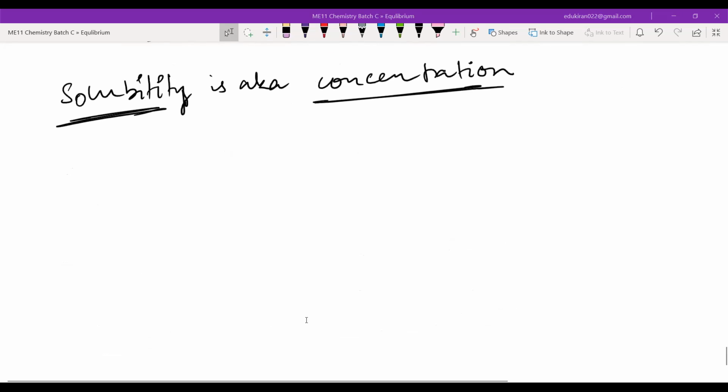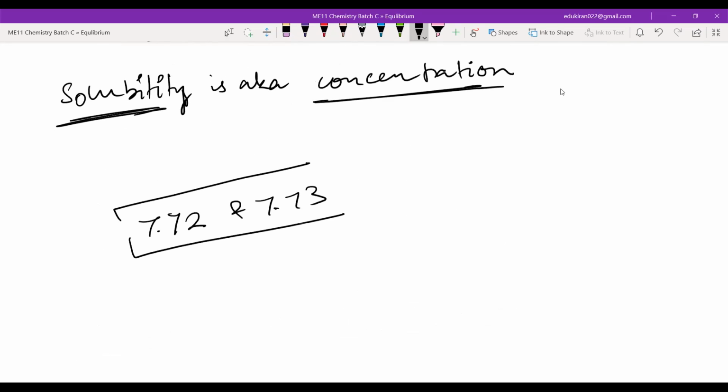Now what you will do? You will ask your teacher about question numbers 7.72 and 7.73 in your NCERT. Fine. You can ask about 7.71 also, because there are a few questions which depend on the concept of ionic product and precipitation. These are the precipitation questions, the last 3 questions. Ask her about these 2 questions especially, and ask whether they are coming in examinations or not. Okay, fine.